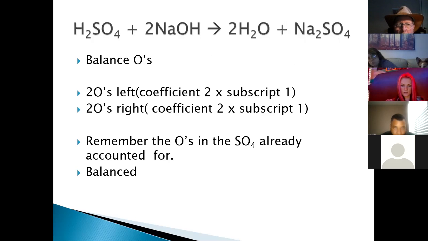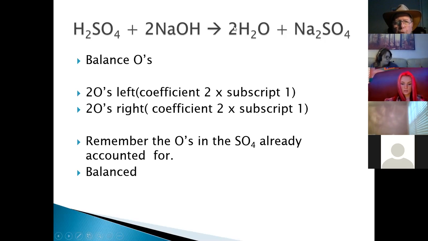So there we are right now. Now, we have to look at our oxygens. That's the last thing we have to look at. Remember, we've already taken care of these because these 4 oxygens are balanced by these 4 oxygens. We kept the polyatomics on left and right. They stayed the same. We treated them as units. So don't worry about those oxygens. For my sodium hydroxide, I have 2 coefficient times 1 subscript, 2 O's. On my right, I have 2 coefficient times 1 subscript, 2 on my right. They are balanced. My entire chemical equation is now balanced.